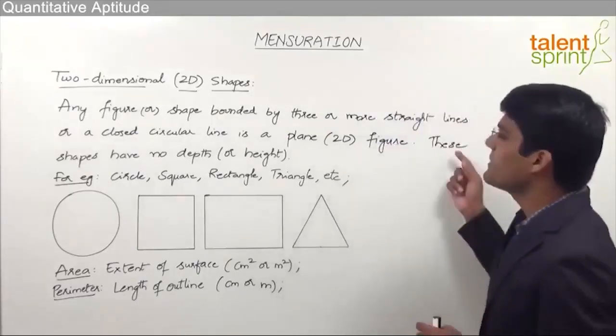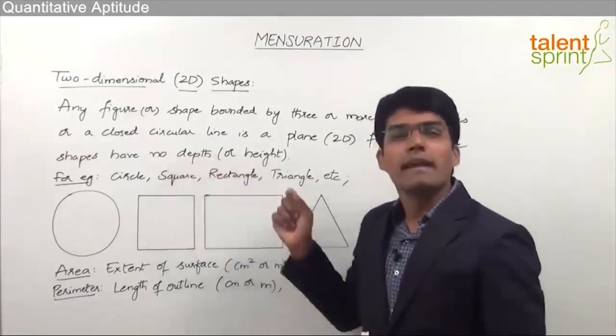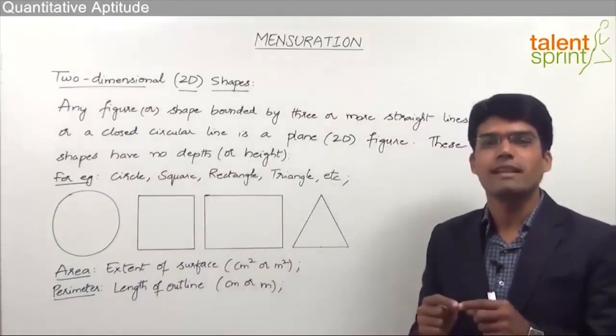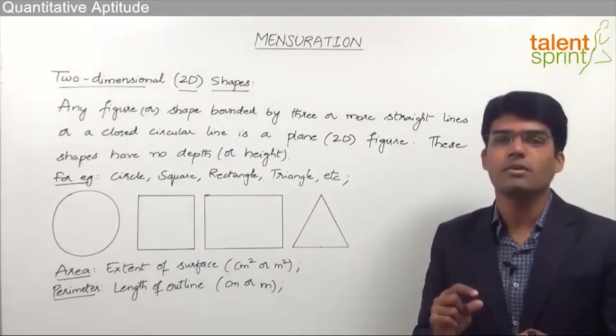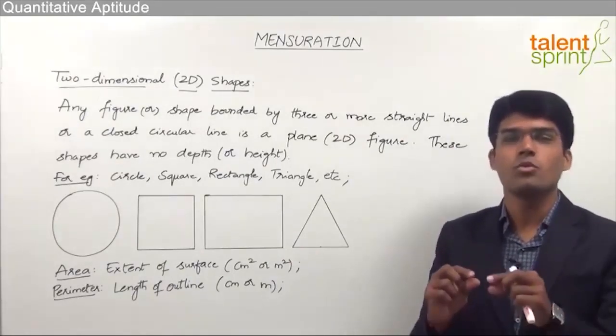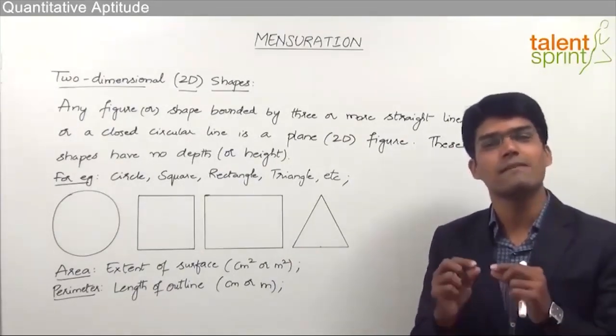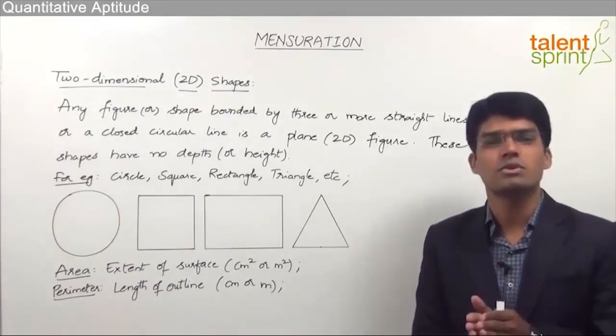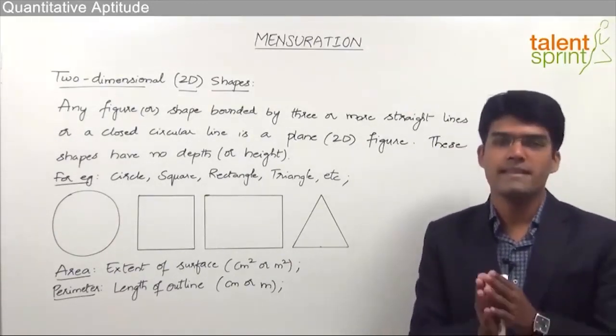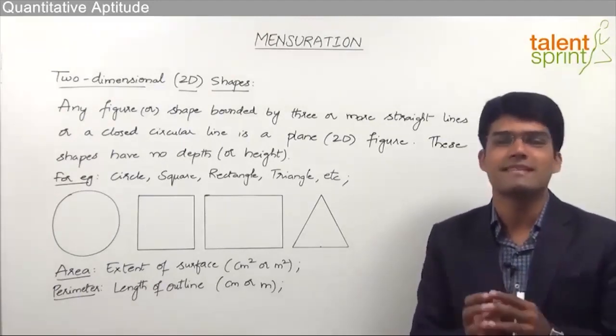For all these shapes, there is no depth or height. That means these shapes have got length and breadth. They have got two dimensions, but they have not got any depth or height. That means it is difficult to hold these shapes. The thickness of these shapes is equal to 0. But in real world, there is no shape where the thickness is 0. But we can say that the thickness or the depth is negligible.